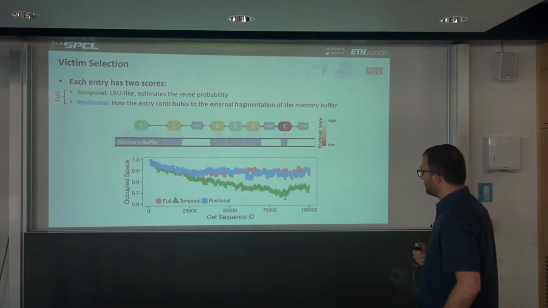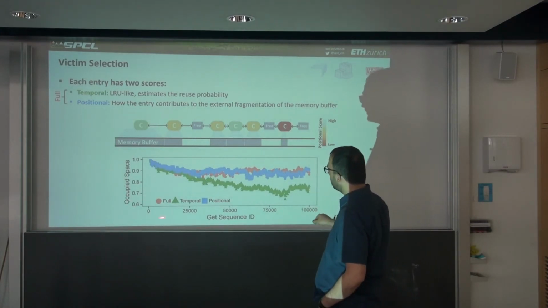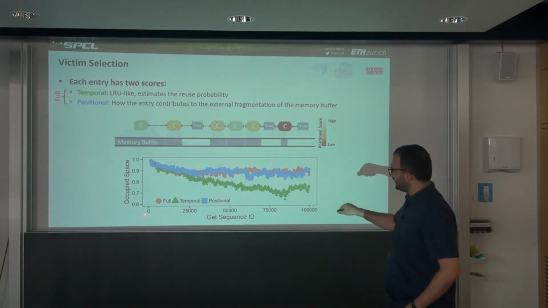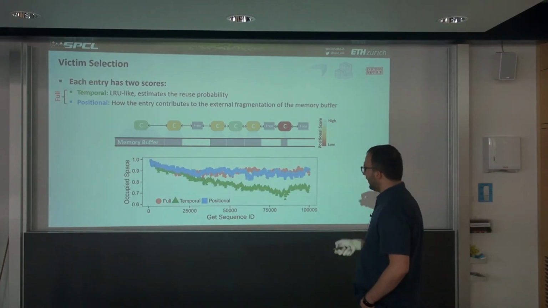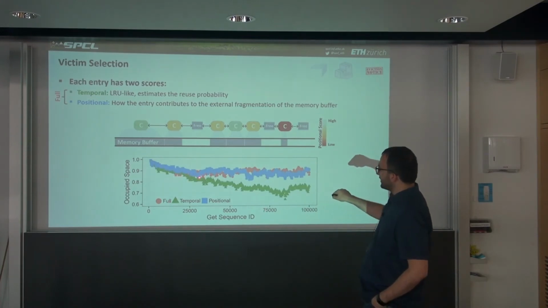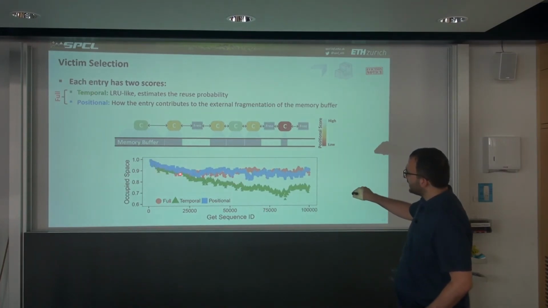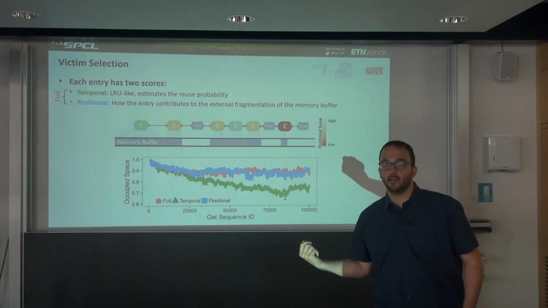And this is an experiment where we show the fraction of the space that is occupied as a function of time, which is the number of gets executed by the experiment. You can see that if we use just the temporal score, the occupied space decreases because we have external fragmentation.